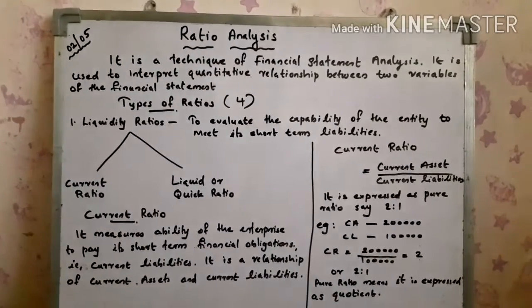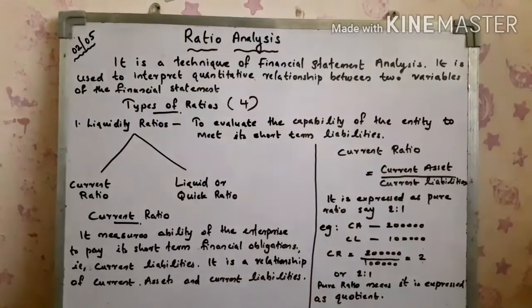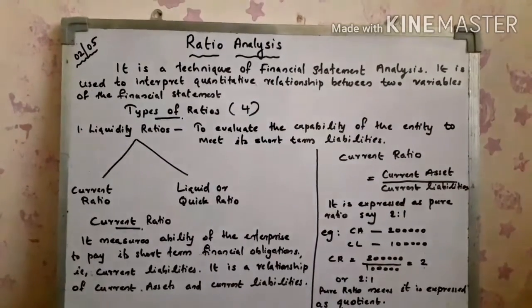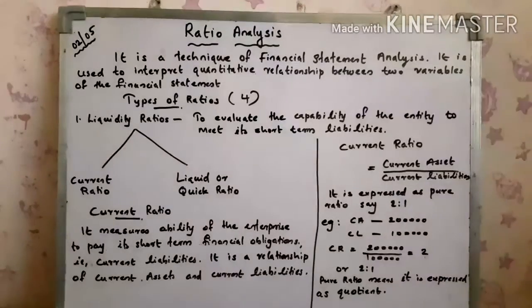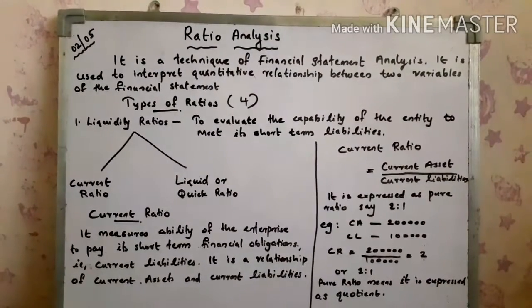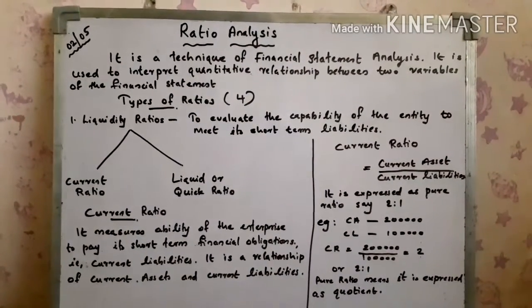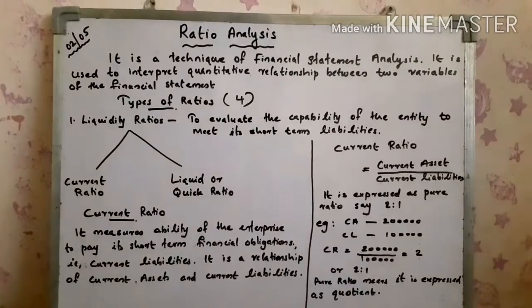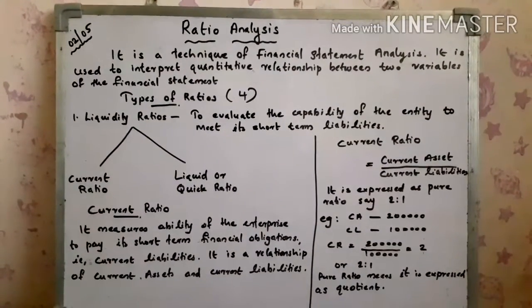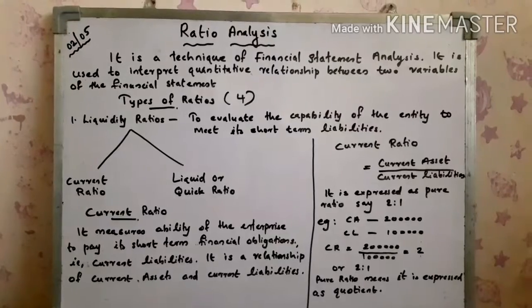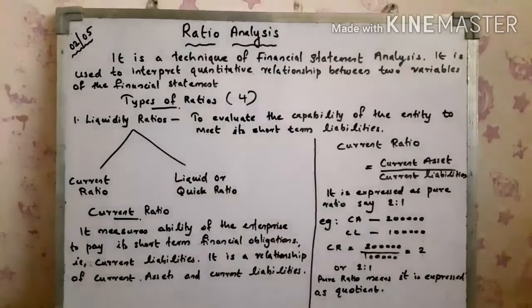Then the current ratio is equal to current assets divided by current liabilities. Then I will explain what items come under current assets and current liabilities. Normally this ratio is expressed as a pure ratio.